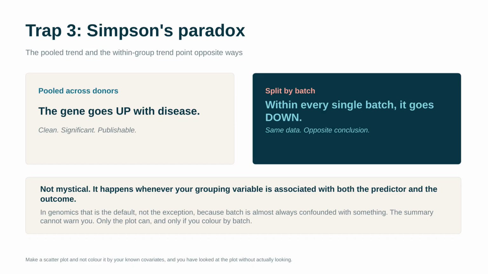In genomics that is the default situation, not the exception, because batch is almost always confounded with something. The summary statistic cannot warn you about this. Only the plot can, and only if you color by batch. If you have ever made a scatter plot and not colored it by your known covariates, you have looked at the plot without actually looking.